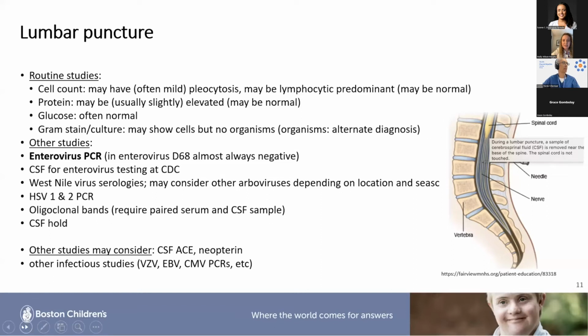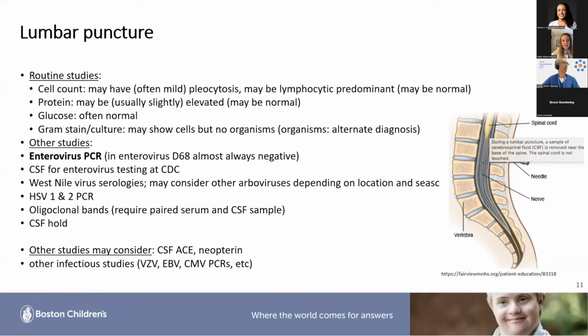And then other studies to obtain on your CSF would be enterovirus PCR. Now, in enterovirus D68 AFM, the enterovirus PCR has been negative. There have been cases where enterovirus D68 has been found in the CNS, but not in AFM. But it's important to obtain it anyway, including if you're thinking about potentially other enteroviruses. Also CSF for enterovirus testing at the CDC, which I believe we'll hear more about later.